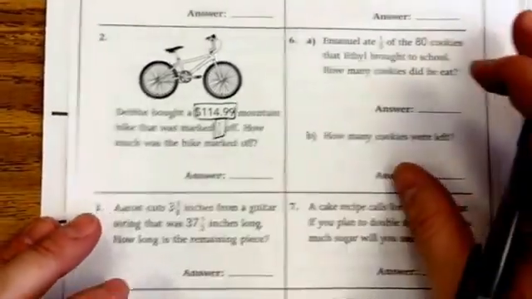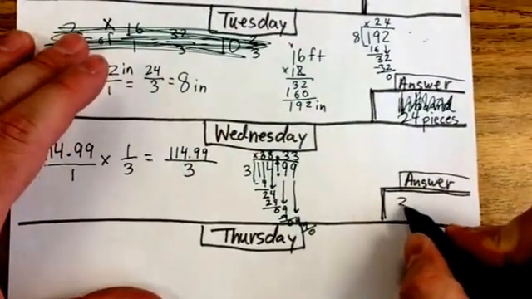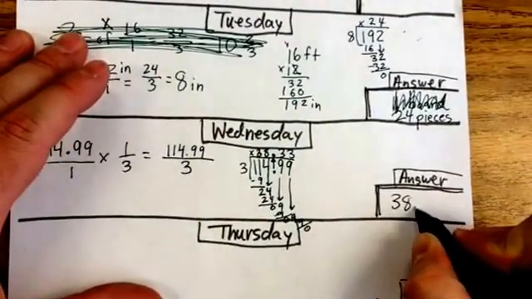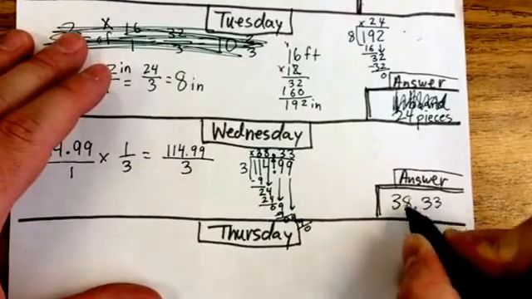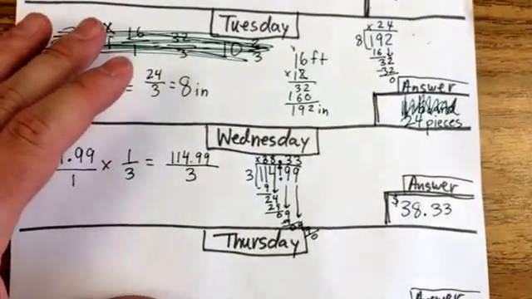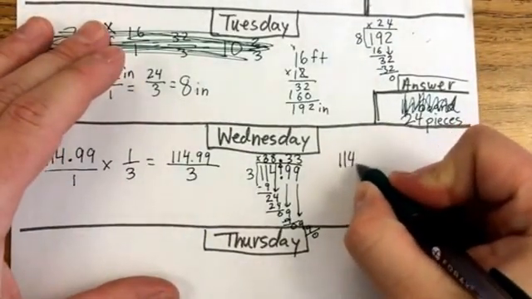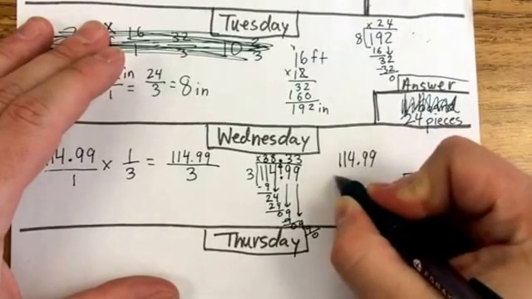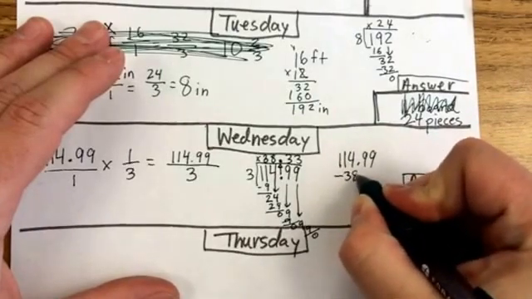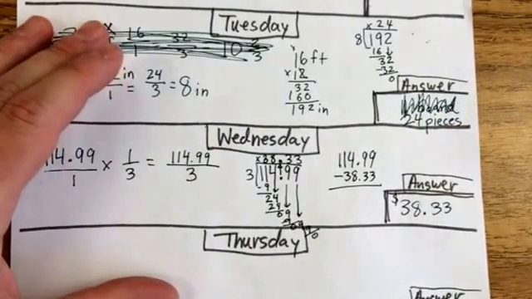So, it was marked off $38.33. I'm going to take this a little bit further, and I'm going to figure out how much he had to pay. They didn't ask us to do that, but I'm just going to do $114.99 minus $38.33 to figure out how much he ended up paying.